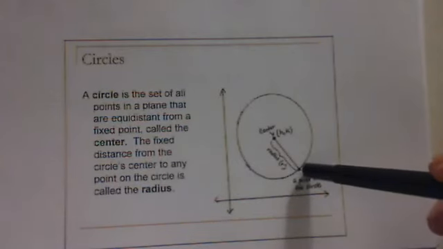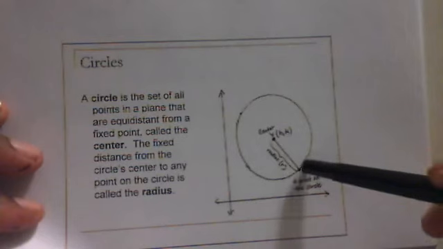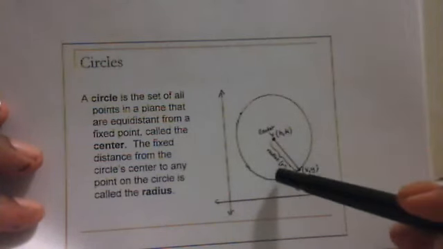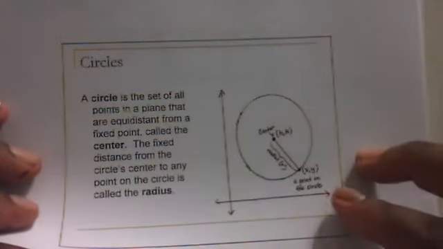Now these terms should be quite familiar, because if you've ever done the formula for finding the area of a circle, you have to know what the radius is. And of course, the circle does have a center in it. So those terms should be quite familiar.